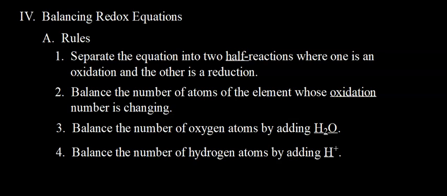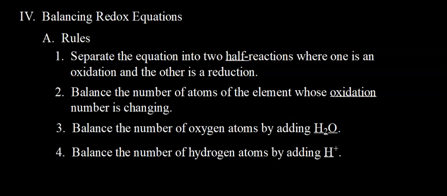Next step is to balance the number of atoms of the element whose oxidation number is changing. What you want to do first is go through each substance, determine its oxidation number, and see what is being oxidized and what is being reduced. In this class, most likely the substance being oxidized and the substance being reduced are things other than hydrogen and oxygen. Not to say that hydrogen and oxygen can't be oxidized or reduced, but usually it's something else. So check something else first, and then if they're not changing, check oxygen and hydrogen.